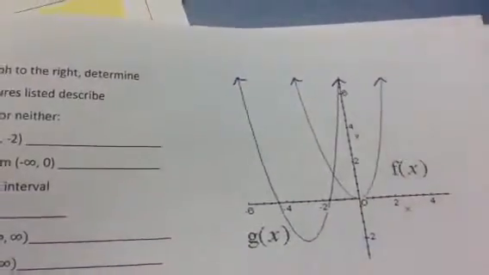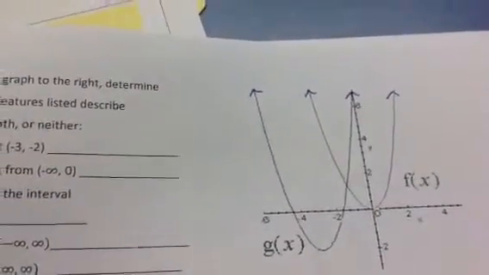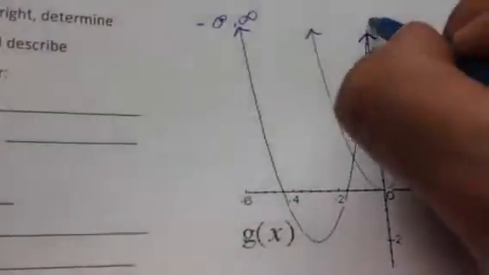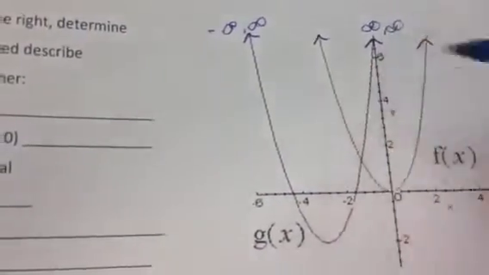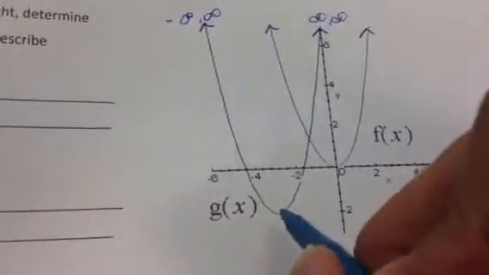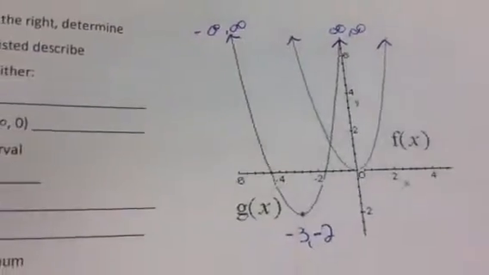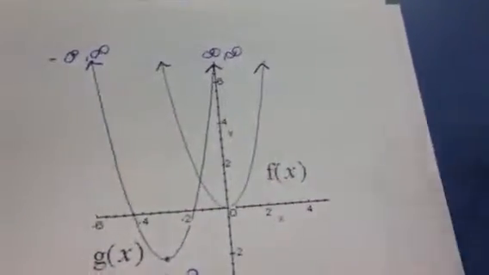I do encourage you to go through your graph and mark some of these. For this problem, you'll need the end behaviors. For this one, x is getting bigger, y is getting bigger, and its vertex is about (-3, -2). We need those. I've already answered the question, so I know that.